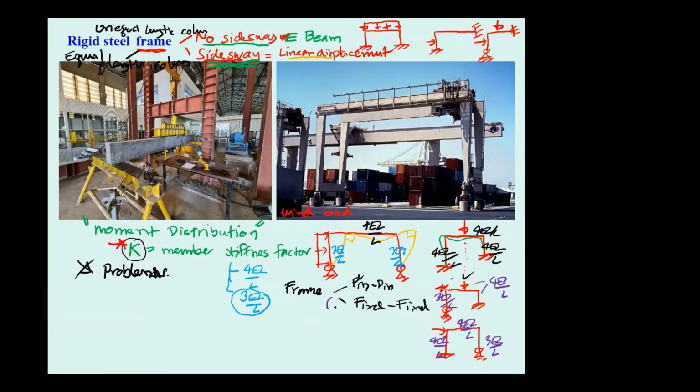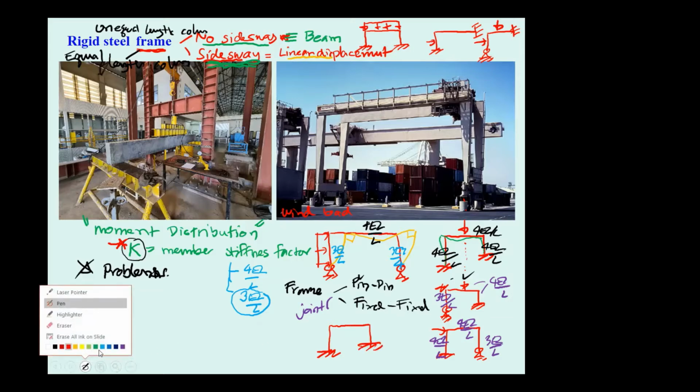The frame also, not only the support, has joints. Sometimes the frame has an internal hinge inside it. For example, if we have the frame and then we have the hinge like this, we put the hinge over here.